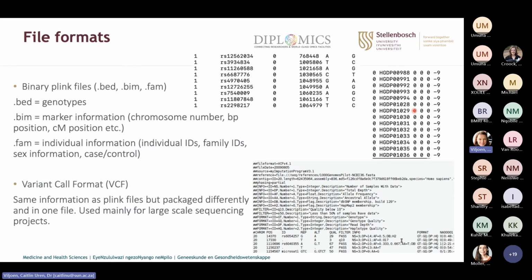Okay, so a .fam file is the screenshot on the right. You can see here, if you have done a bit of work in population genetics, that you'll notice HGDP.